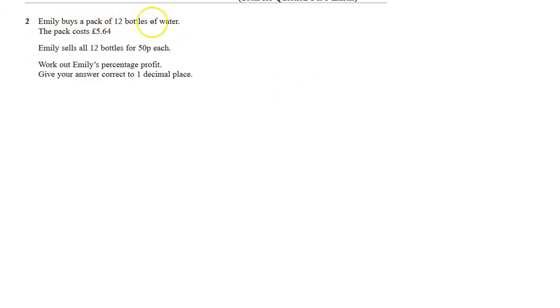Question number 2. Emily buys a pack of 12 bottles of water. The cost price is 5.64, and the selling price is 12 bottles for 50 each. So 12 multiply 0.5, so this is 5.64 sterling pounds and this is 6 sterling pounds.